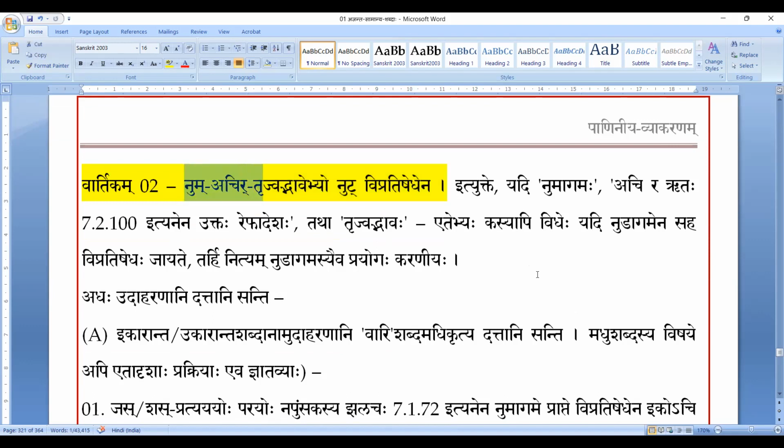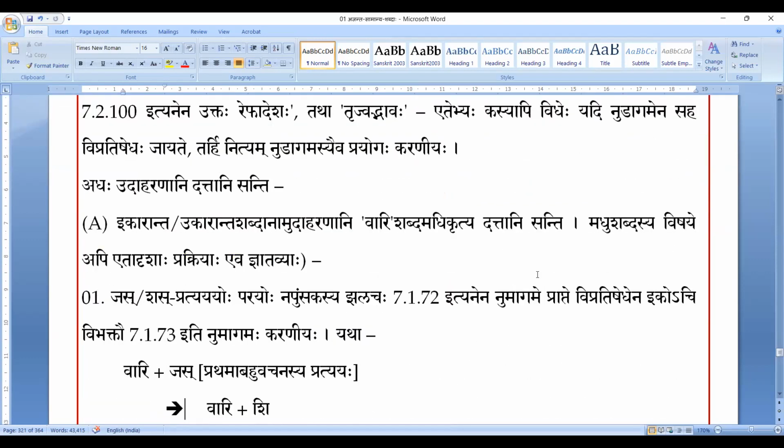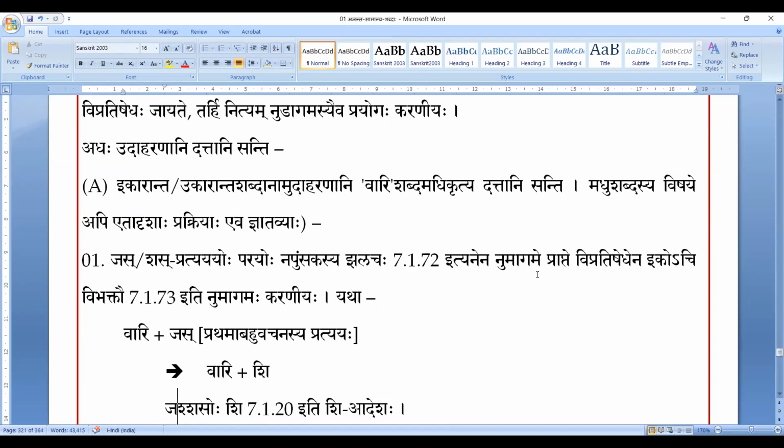Tisru. Num achi trijud bhavebhyaha Nut Nit pratishedaya bhavati. Nut is Rasva Nadhyapo Nut, 6.1.54, whereas Num is by 7.1.71. So, vipratishedhe param karyam, by that Num only would happen. But here, by the vartika, it says Nut Agamaha. Then Achira Rutaha, Ityane Uttaha Repadesha, Tata Trijud Bhavaha, Etebhyaha Kasyapi Vidhe, if Nut Agamena Saha Pratishedaha Jayate, then when they contradict, there is contradiction between the application of these two sutras, purva and para, then Nut Agamasya eva Prayogaha Karaniyaha. If it is between Num and Nut, Nut will apply. Examples for this we have seen, and it is going to come.